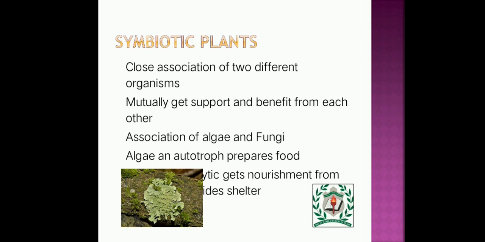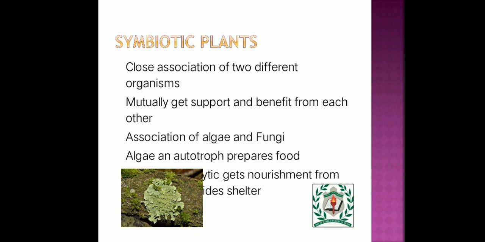In this association, two organisms may mutually benefit from each other. They actually get nourishment from each other. An example of such a relation is a lichen. Lichen, I have given the picture in the slide, just have a look at it, children. Lichen is the best association because they have the algae and fungi.